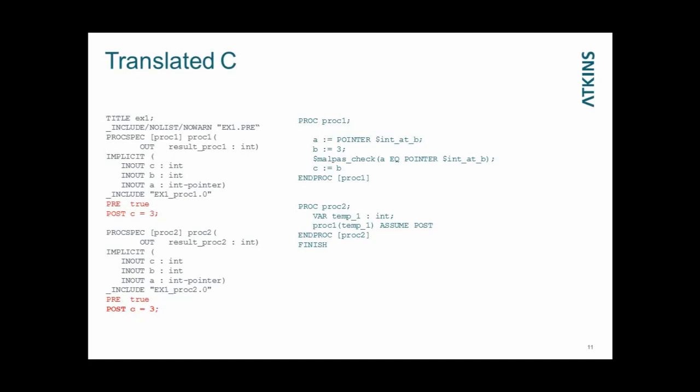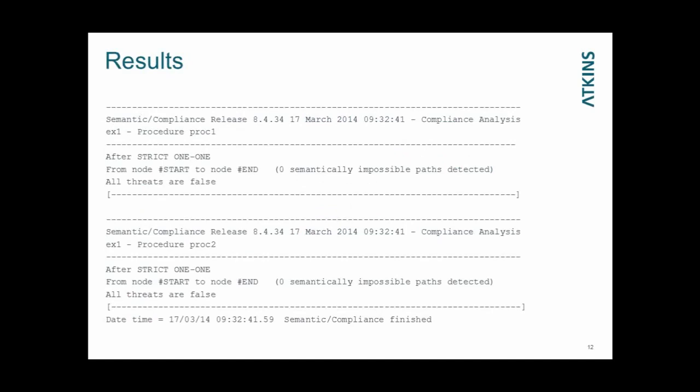The second thing to note is I've added post conditions here manually to say this is what I want to prove from my software: that the final value of the variable C is equal to 3. I run that through the tool, and this is the output I get. The key thing here is that all threats are false. If you remember, the threat is the expression that comes out saying whether there are any input values under which circumstances the code doesn't meet its specification. Because I've got false coming out, it means everything's okay in this circumstance.